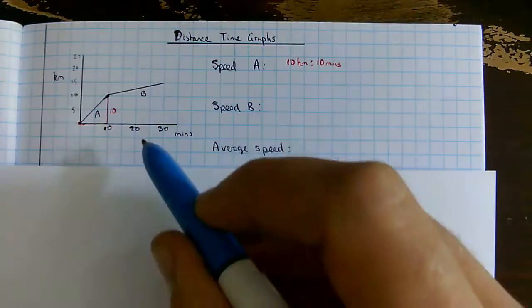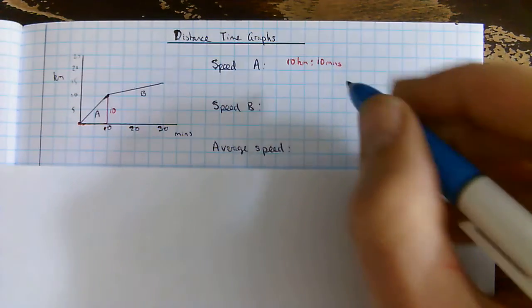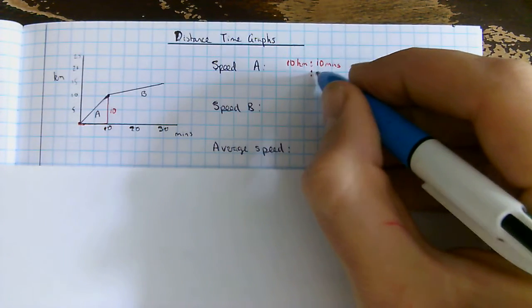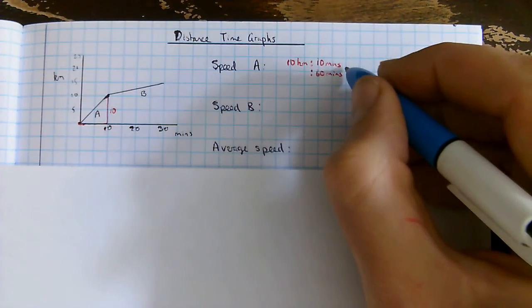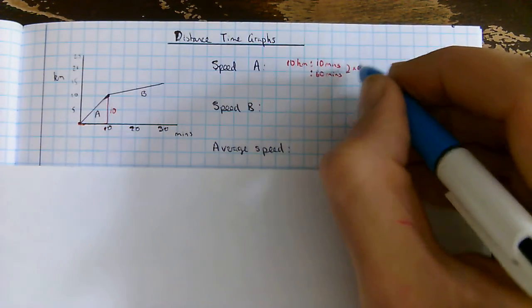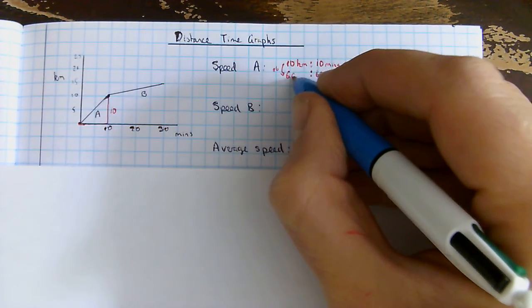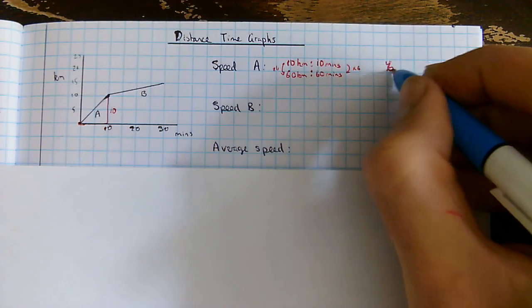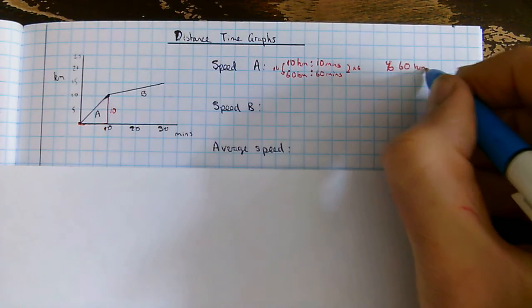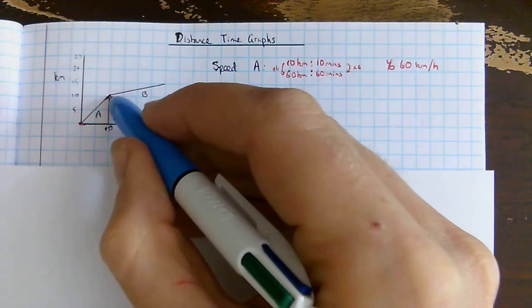Now, it hasn't asked what unit it wants for speed, so I'm going to give it in per hour. So I want to get up to 60 minutes. So I'm going to need to times that by 6. Times by 6 over here gives me 60 kilometres in 60 minutes. 60 kilometres per hour. Let's have a look in section B.